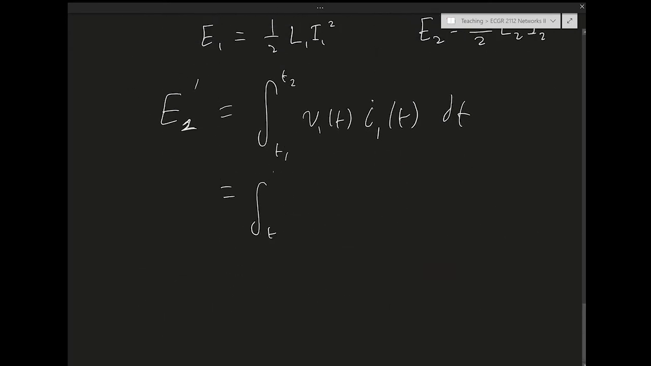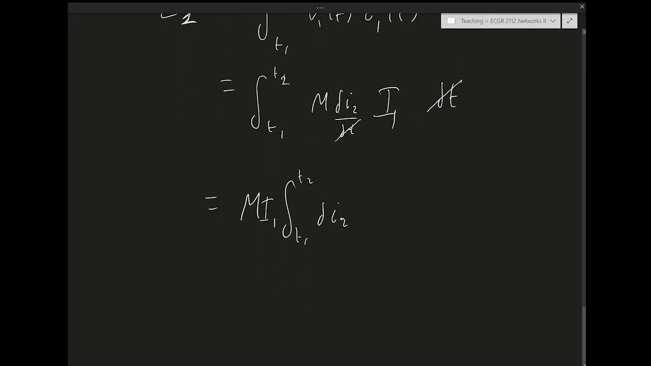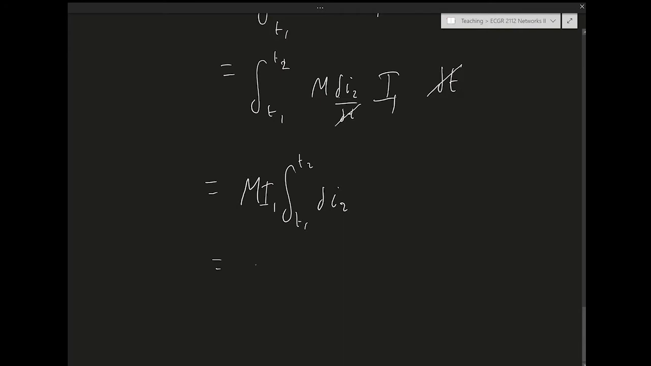So V1 is going to be m di2 by dt, and then I have I1 of t dt. dt goes with dt, I end up with m, right? Notice here I'm integrating with respect to I2. That means what? I1 is constant with respect to I2. During this period, I1 is just I1. It does not change, so I can also take it out. And I end up just integrating di2, which is just I2 at t. So this is m I1, I2 of t integrated between t1 and t2. I2 at t1 is 0, I2 at t2 is I2. So energy in period 2 coming from coil 1 is going to be m I1 I2.